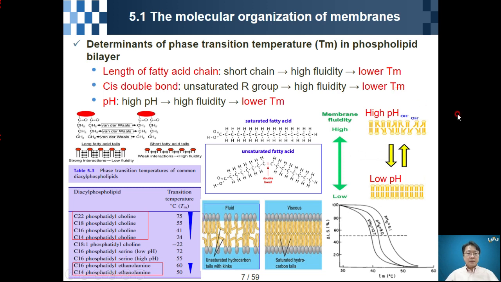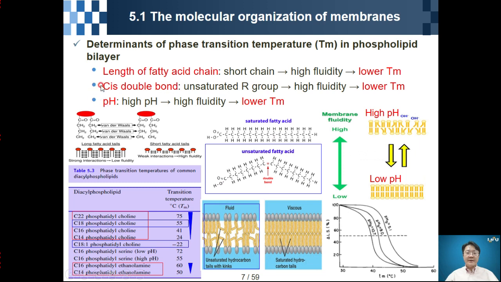Let me compare here. This is phosphatidylcholine, which is composed of 18 carbons. Another one is also phosphatidylcholine composed of 18 carbons, but at one carbon it has a cis double bond. When you compare the transition temperature, the first one is 55, but the other one is minus 22. So if there is an unsaturated R group, it will induce high fluidity. Finally, it will exhibit lower Tm.